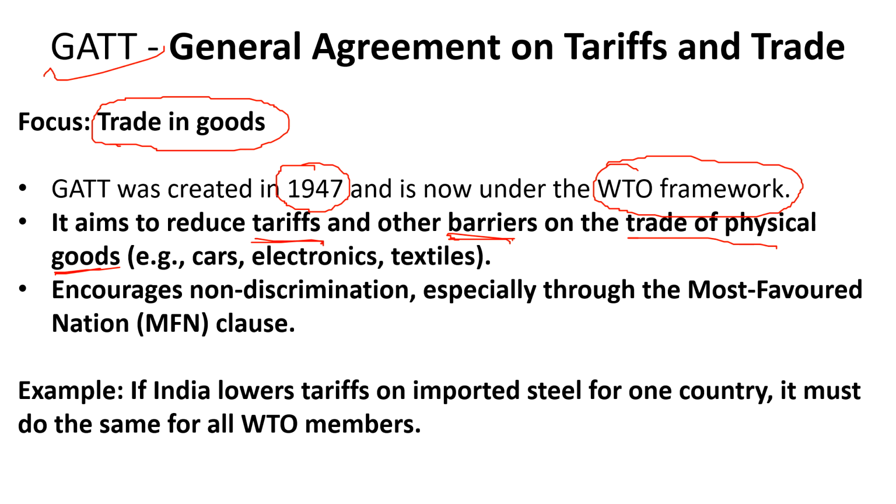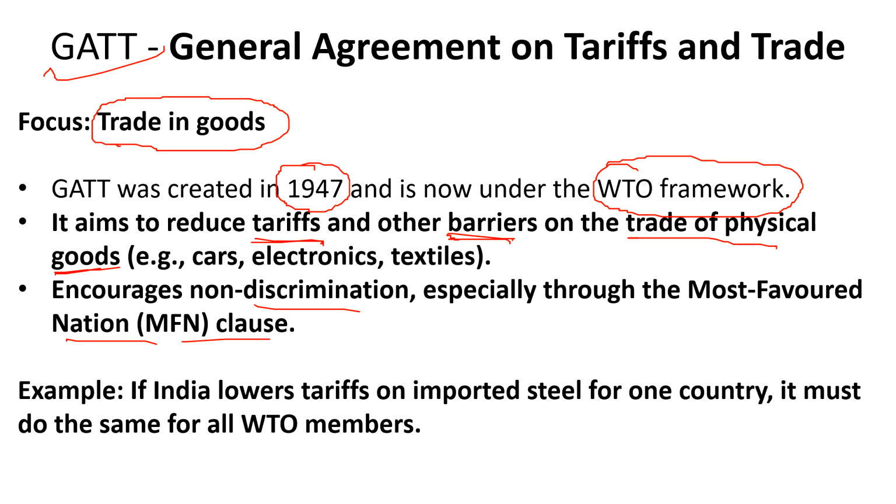GATT encourages non-discrimination, especially through the Most Favoured Nation, that is MFN, clause. So GATT's responsibility is to reduce tariffs and barriers, not in terms of only one country or any special country. If it were applicable only to a particular or special country, that would be discrimination. So it should not be special for one country; it should be applicable to all countries.